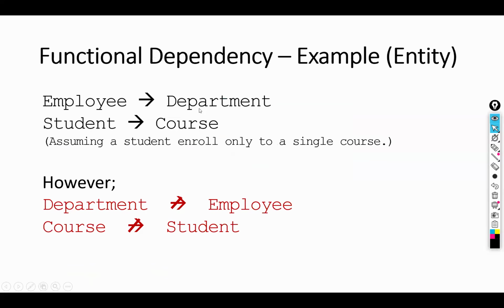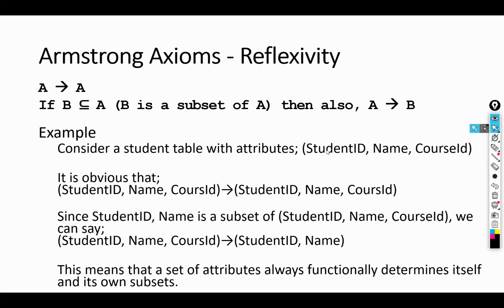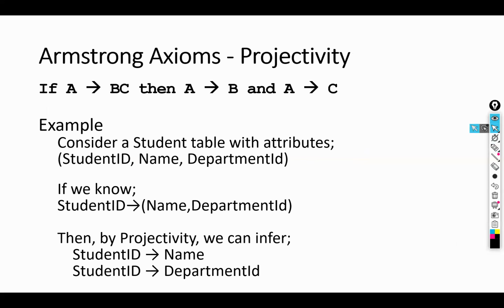Then we look at the Armstrong axioms. That is, A functionally determines A. If A determines B and B determines C, A determines C. Those are the two most important for us. Other than that, we have: A determines B and A determines C means A determines BC; A determines B, then AC determines BC; if A determines BC, then A determines B and A determines C. But for us, the most important are these two: reflexivity and transitivity. The others are union, augmentation, and projectivity, but the first two are the most important.